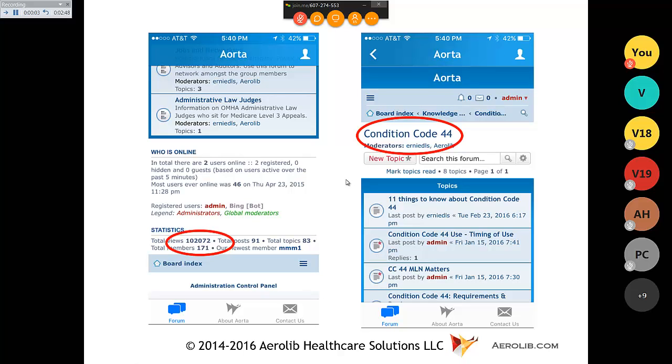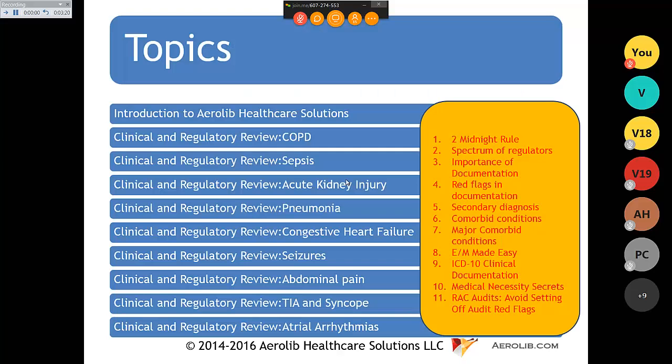What we have as a free resource for a lot of the users is the Aorta app, which is available on the iOS platform or the Android platform, and we've had more than 100,000 views with more than 170 members. This is a free app you can use, and it's mainly used for discussions of common issues. On the right-hand screen, there are a lot of discussions about condition code 44. There are some flow sheets, and this is pretty much regulations in the palm of your hand.